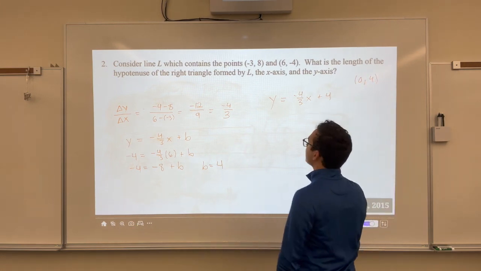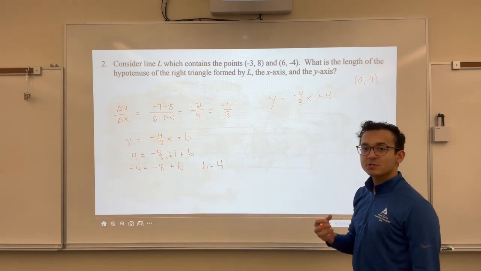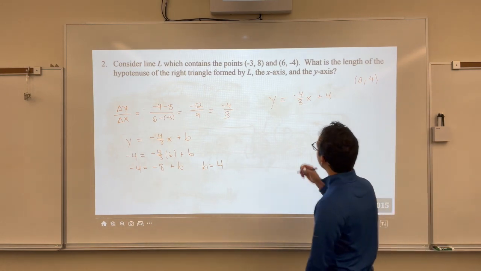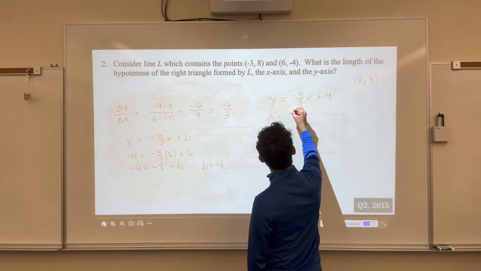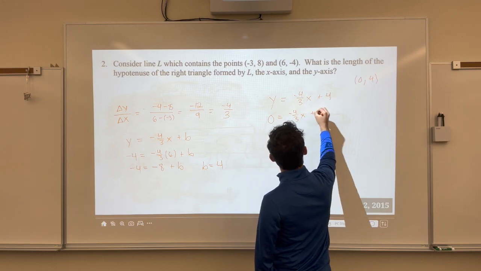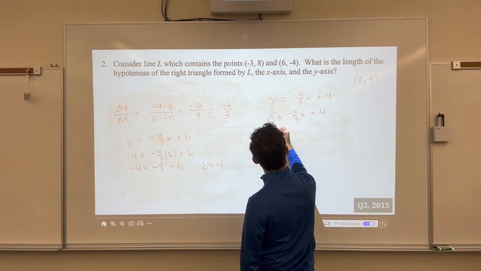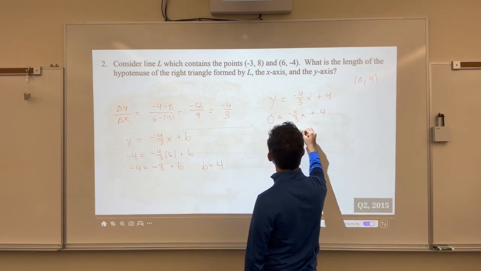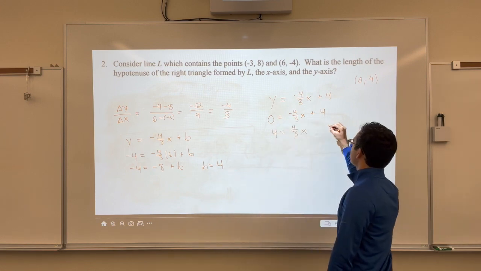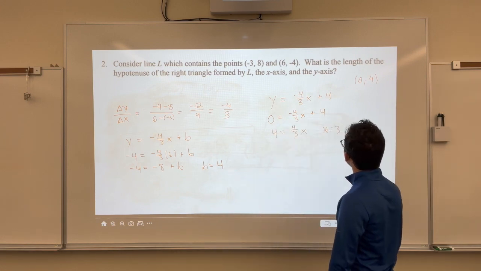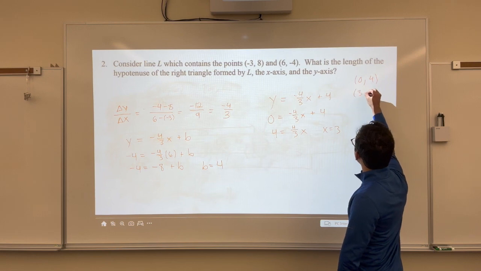And now let's solve for the x-intercept, which is when y is equal to 0. So we would say that 0 is equal to negative 4/3 x plus 4. Therefore, 4 is equal to 4/3 x, and of course, x equals 3. Given that, we know that the x-intercept of the line is (3, 0).